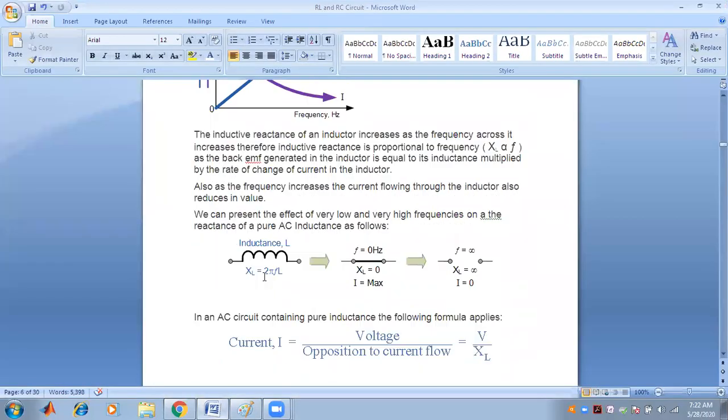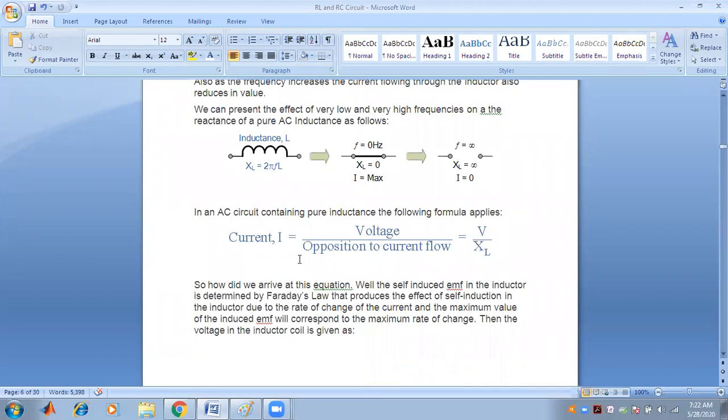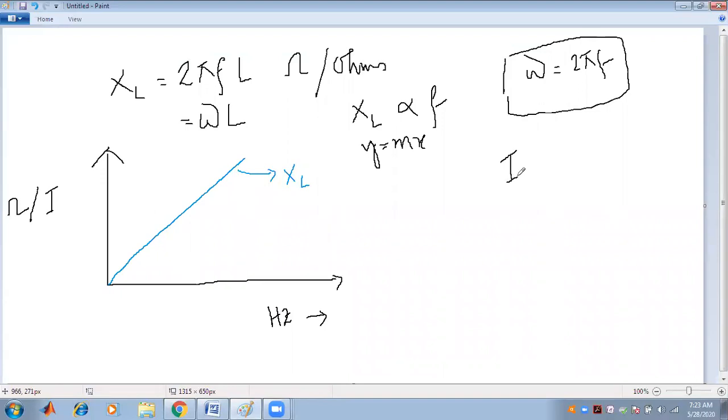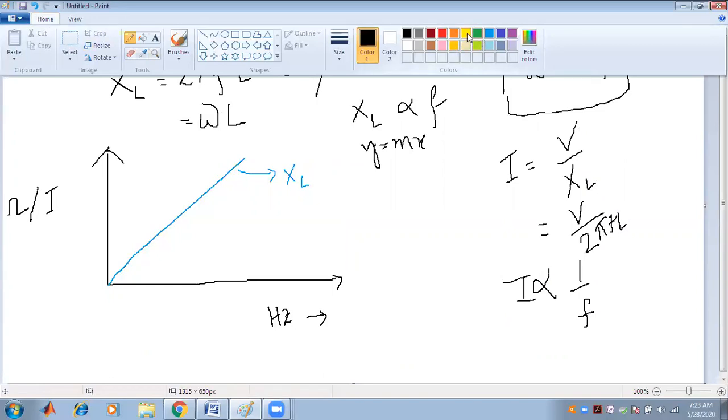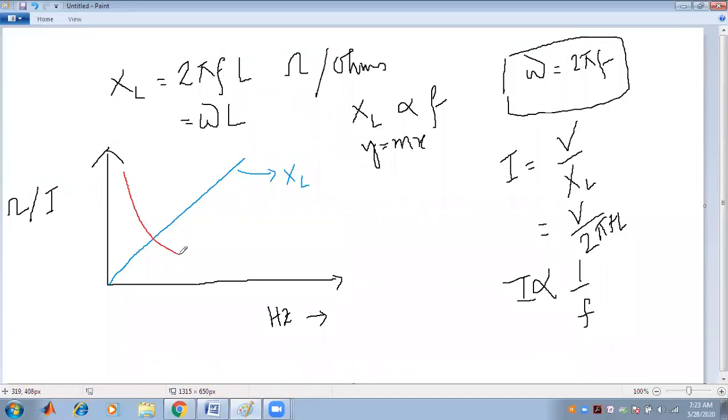Now if I draw the current equation, what is the current equation? The current through the inductor, IL, is V by XL. The supply AC voltage is given, so IL is V by 2 pi FL. So I is inversely proportional to F, that is proportional to 1 by F. This will give the equation of a rectangular hyperbola. This is the equation of I, the current going to the inductor, or say IL. The current going to the inductor is proportional to 1 by F. This is the rectangular hyperbola graph.